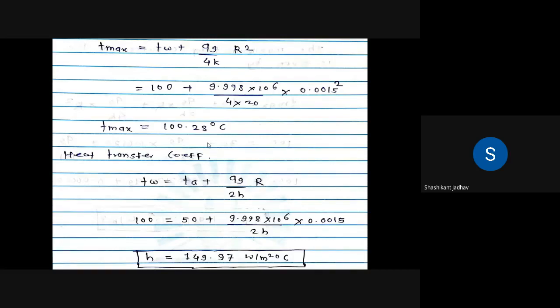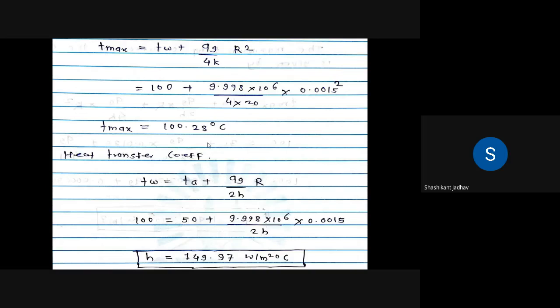Okay, so write down Tmax is equal to Tw plus qg by 4k into r square. So put these values. Tw is 100, qg is 9.998 into 10 raised to 6, 4 into k is 20, r is 0.0015 bracket square. So from this calculation, we get the value of maximum temperature. Maximum temperature is nothing but 100.28 degrees Celsius.